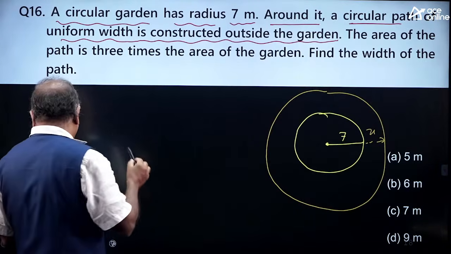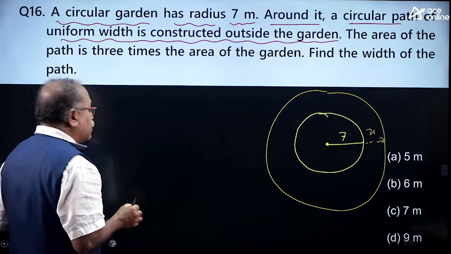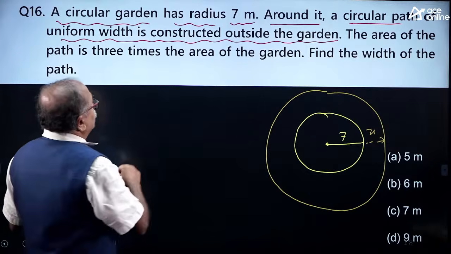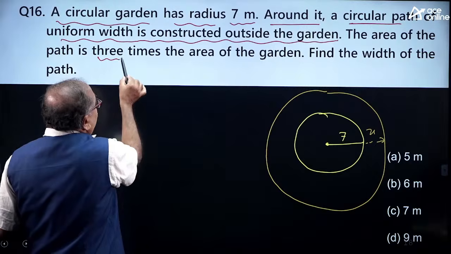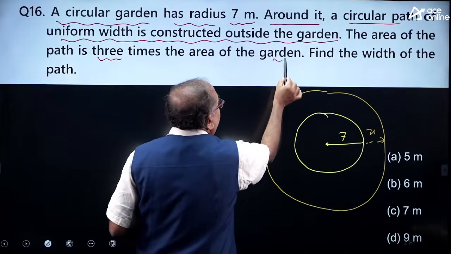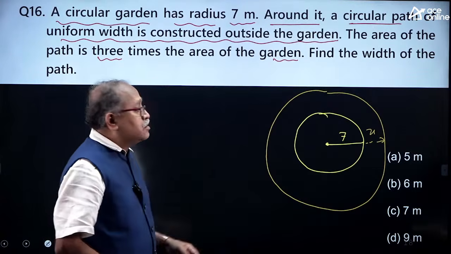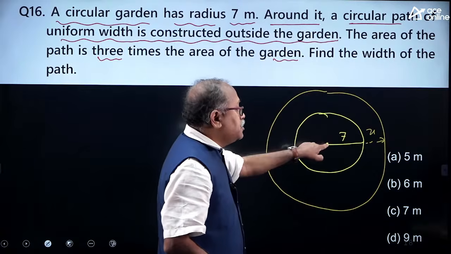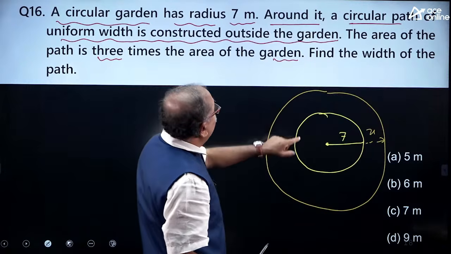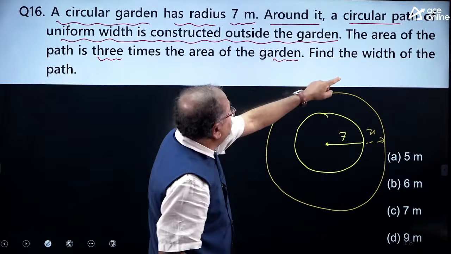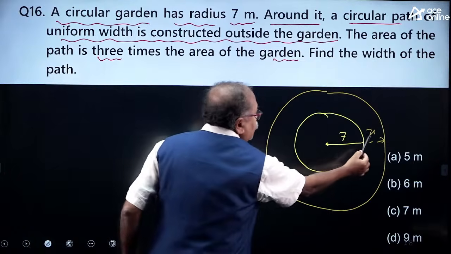So, just watch it, even if you are not comfortable with mensuration. The area of the path is 3 times the area of the garden. The area of this path is 3 times the area of the garden. Okay. Now, what I need to find out is the width of the path. What is x?